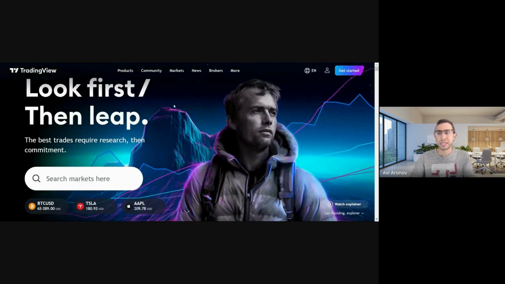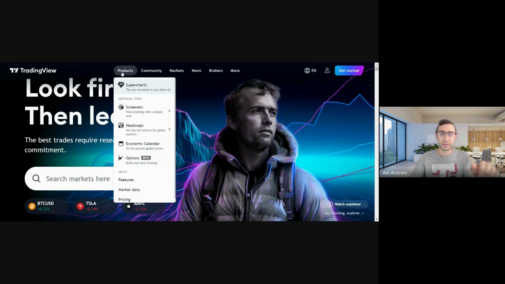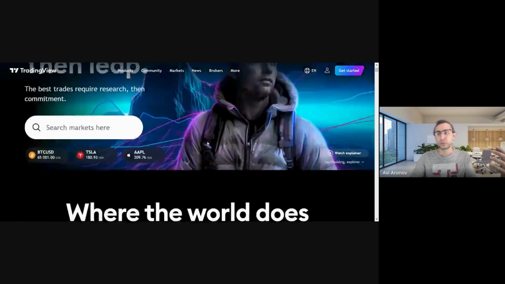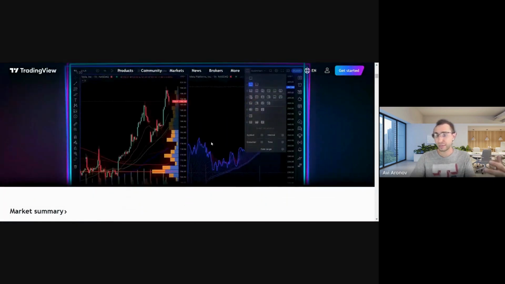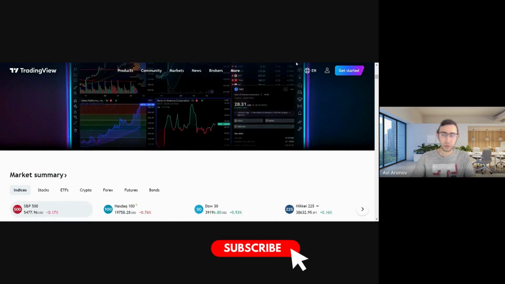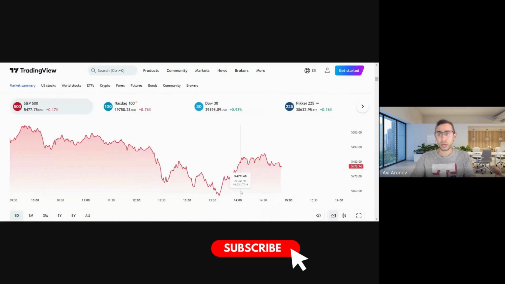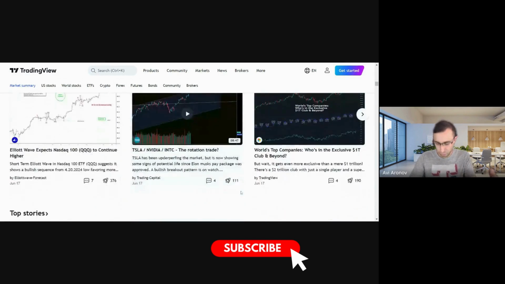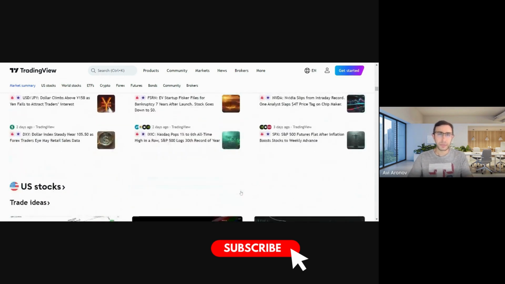TradingView setup is a lot faster. The reason we want to do the TradingView setup is that, number one, it's one of the best charting platforms out there. It's very easy to navigate, and it's very fair in pricing. With Interactive Brokers, their charting platform is not as user friendly, so it's a bit more complicated.